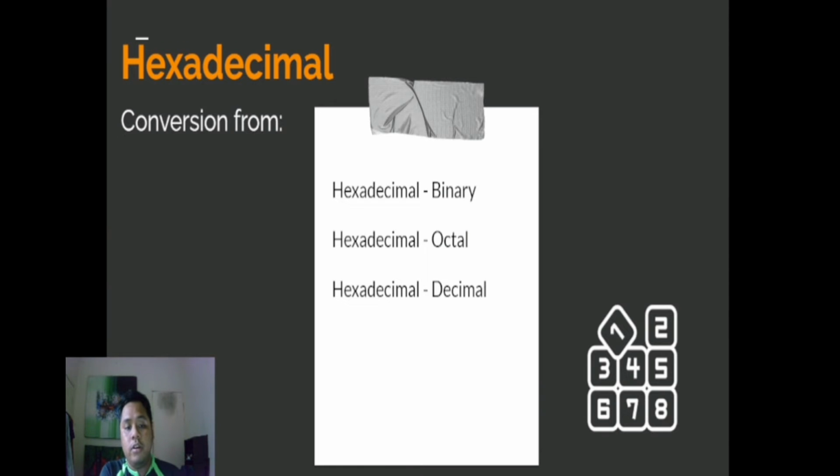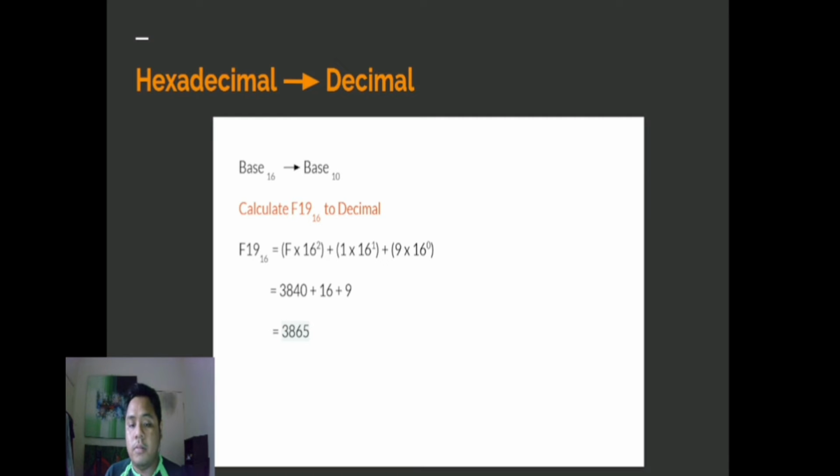Today I will show you how to convert from hexadecimal to binary, octal and also decimal. So first of all, we are going to see hexadecimal to decimal first. That is conversion from base 16 to base 10 number. So the example below is F19 base 16 to decimal.